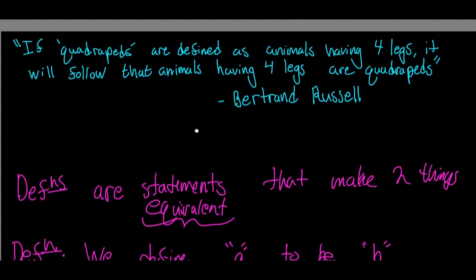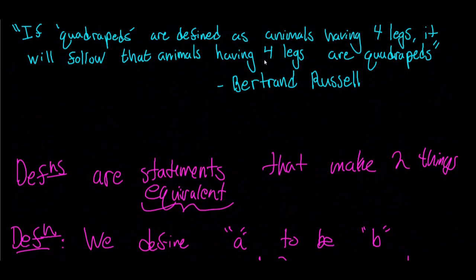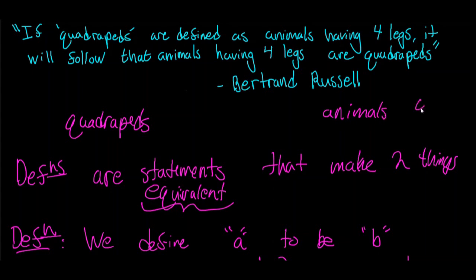So let's go to our example up here. If quadrupeds are defined as animals having four legs, it will follow that animals having four legs are quadrupeds, a little quote from Bertrand Russell. So the two things that he's making equivalent here are quadrupeds and animals having four legs. What he's saying here is that if you're an animal that's a quadruped, then that implies that you're also an animal that has four legs. And also, if you're an animal that has four legs, then that implies that you're a quadruped. That is to say that these two things are equivalent.